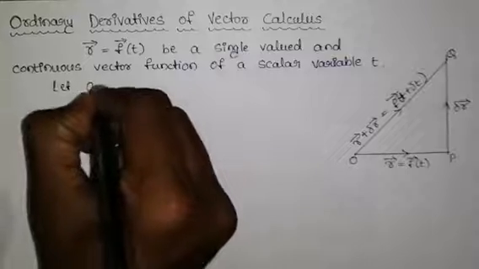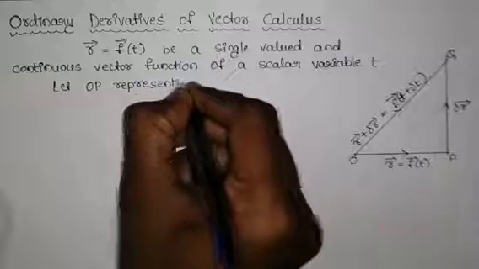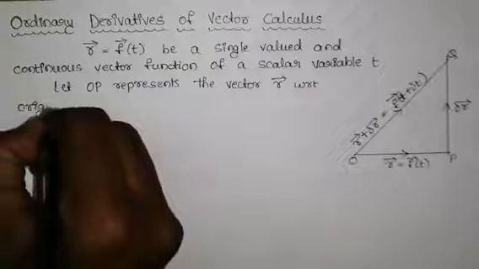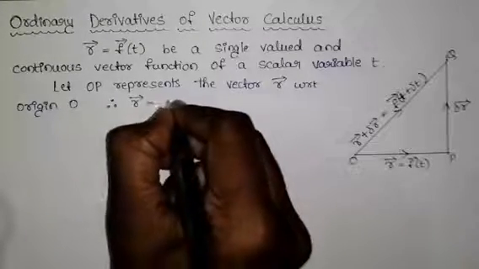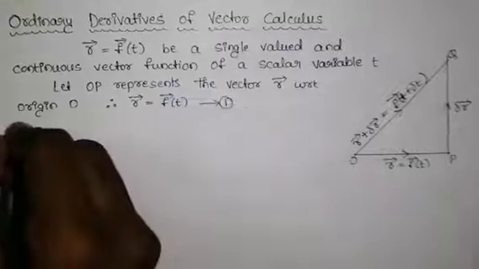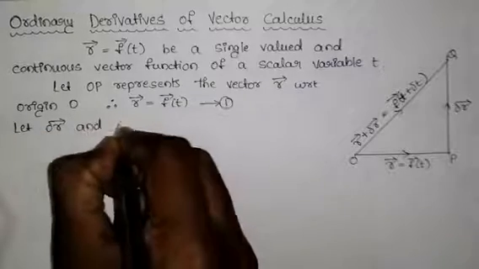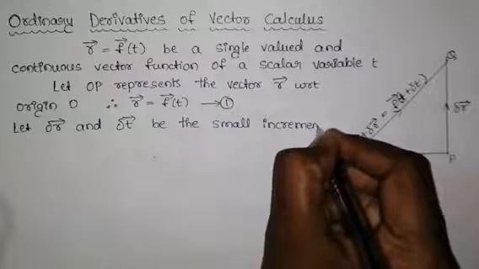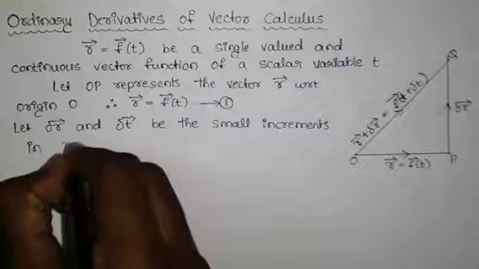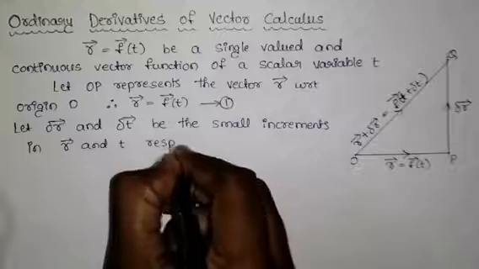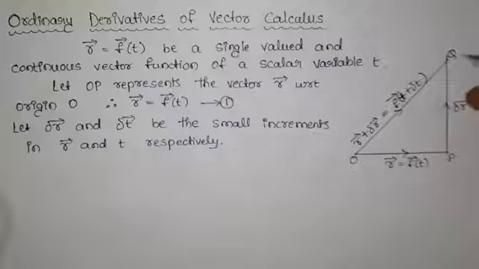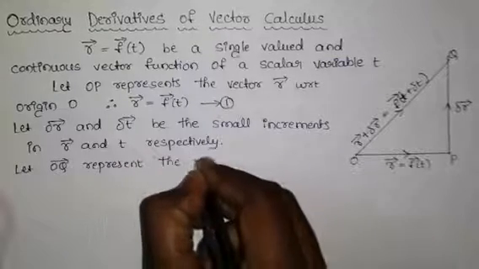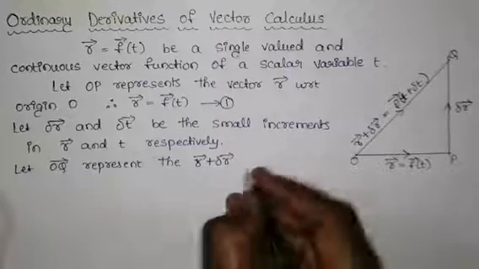Let OP represent the vector r with respect to origin O. Therefore, vector r equal to vector f of t. Say this equation as 1. Let us consider delta r and delta t be the small increments in r and t respectively. Here let OQ represent the vector r plus delta r, right? Say this equation as 2.